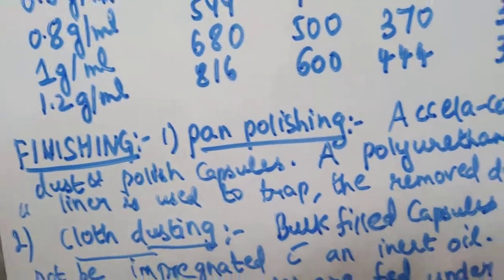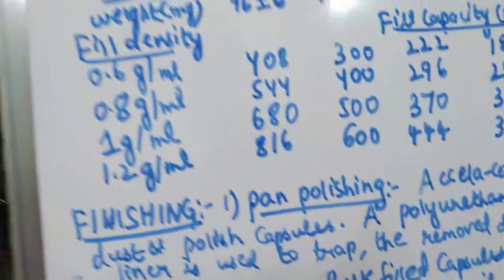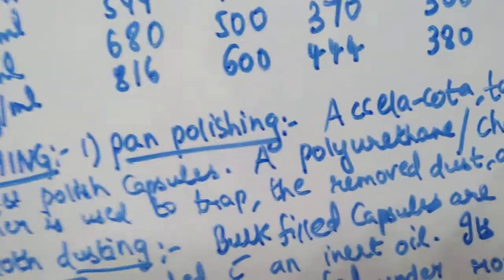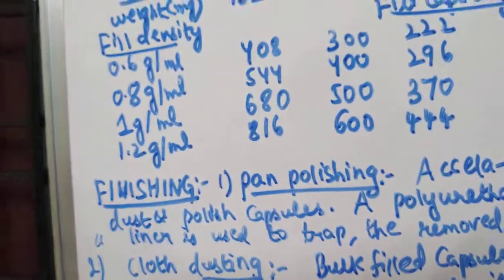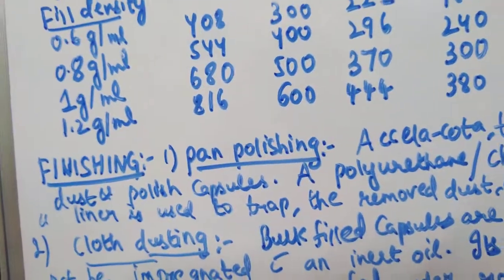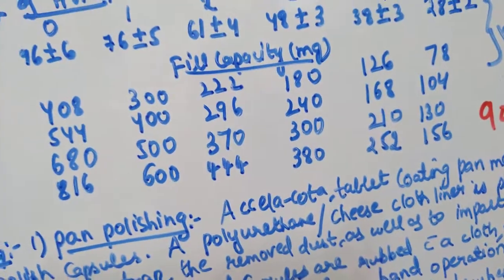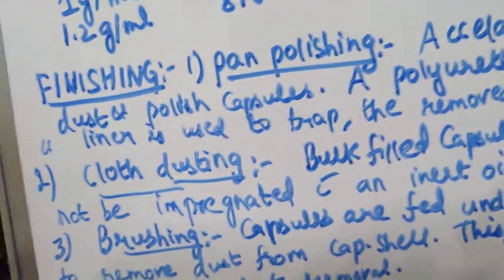Before the remaining operations like inspection, bottling and labeling are completed, you should finish or polish the capsules before you proceed with your end operations. Dusting and polishing operations vary according to the type of the filling equipment used and according to the type of the powder used for filling. So dusting or polishing will depend on the type of equipment used and the type of powder used for filling.